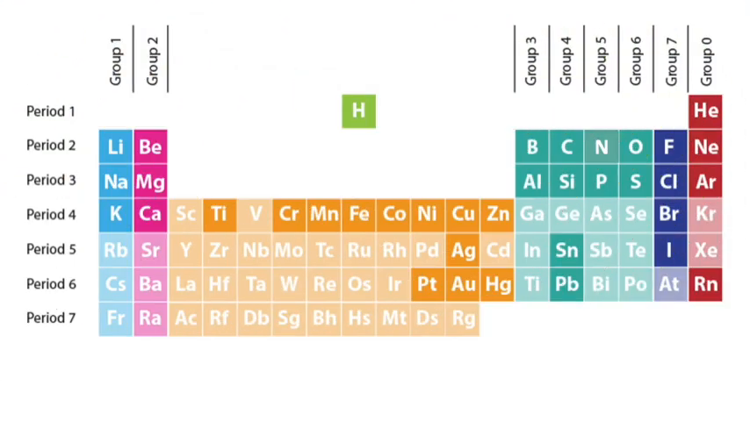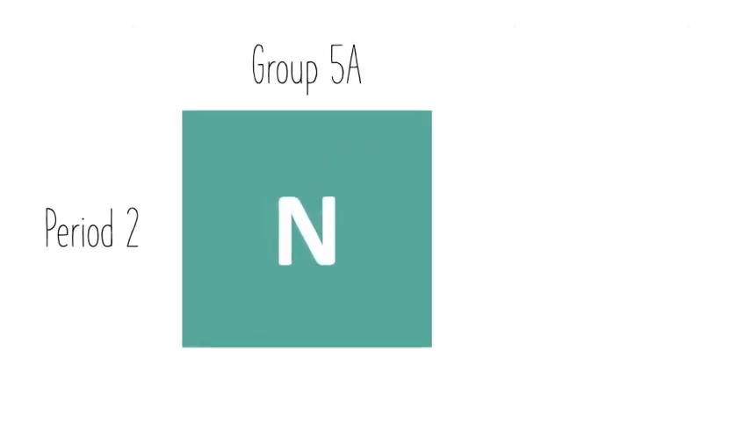This is called the periodic table, as you've learned last year, right? Let's focus on the nitrogen element, abbreviated as the letter N. You can see that the nitrogen element is located in the second period in group 5A, meaning that the nitrogen atom has 2 electron shells with 5 electrons in its outermost shell.